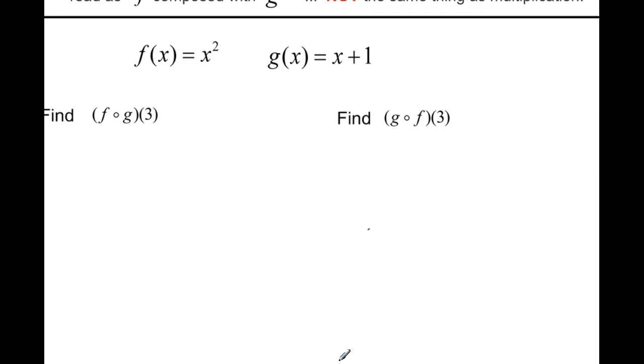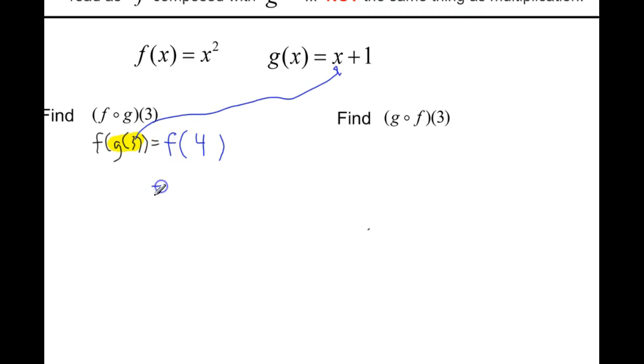Okay. So let's try this one. Find f of g of 3. First thing, I want to write that as f of g of 3. So that's the better way to write that. And then I want to do the inside part first. So f of g of 3. Do we know what happens when we plug 3 into the g function here? We get 3 plus 1, which is 4.